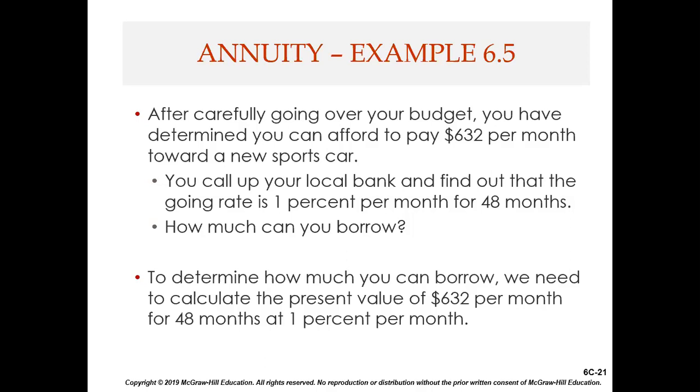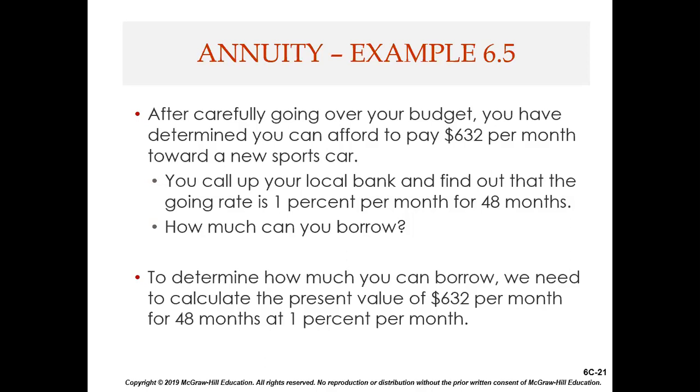So using your formulas, you would take 632 times 1 minus 1 over 1 plus 1% to the 48th power, divided by 1%, 0.01. I'm going to use my finance calculator. In my finance time value of money solver, my N is 48 because there's 48 payments of the same amount. My interest rate will be 1. I want to calculate my present value, so I'm just going to arrow over it.